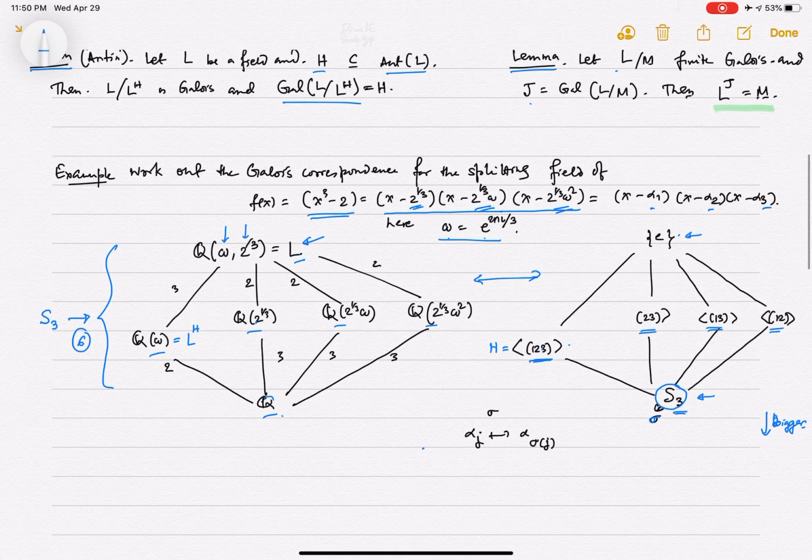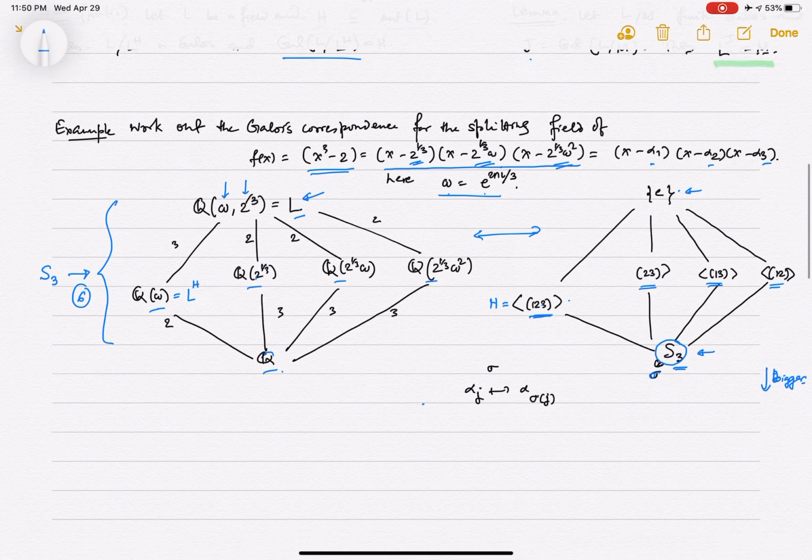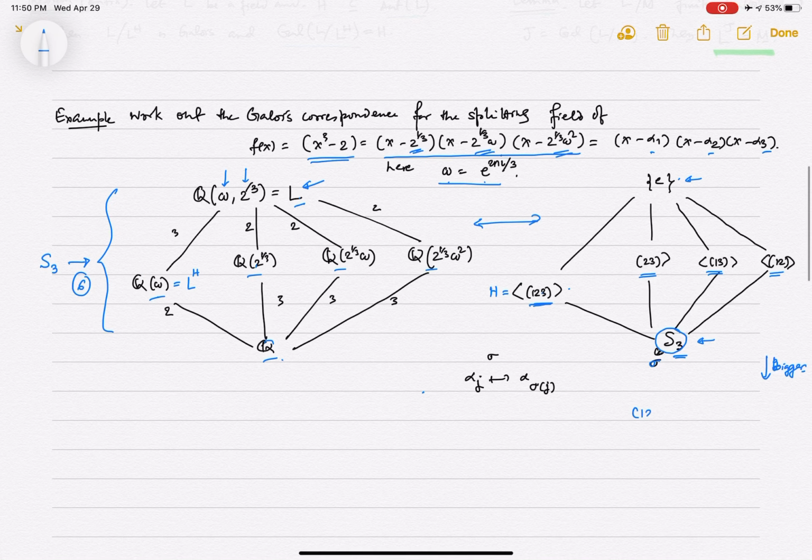Let me end with looking back at this example. If you give me an element (1 2 3) of the permutation group, how does it act on L? It permutes the roots alpha 1, alpha 2, alpha 3, as you would guess: it sends alpha 1 to alpha 2, alpha 2 to alpha 3, alpha 3 to alpha 1. In fact, we did construct an automorphism of L, meaning an element of the Galois group, that does exactly that.